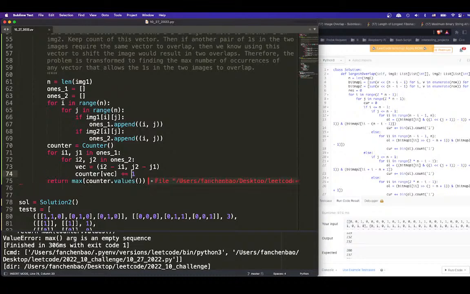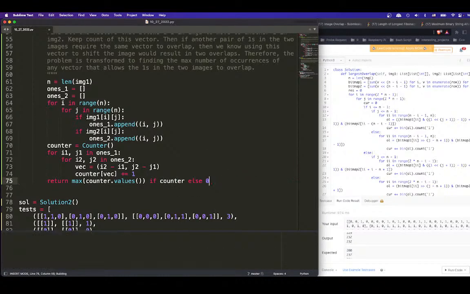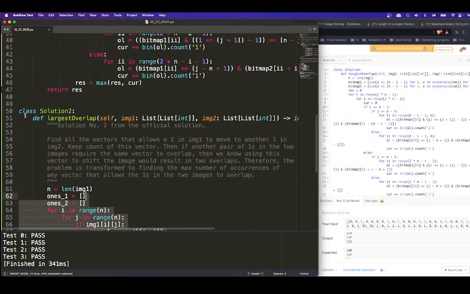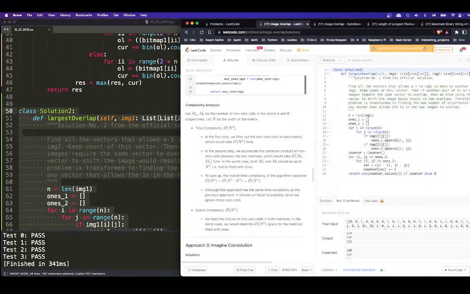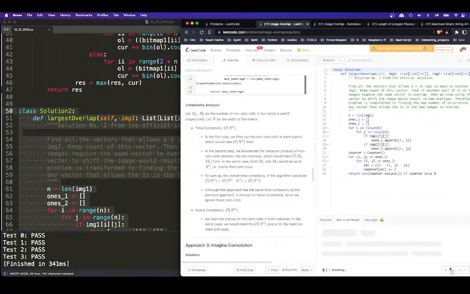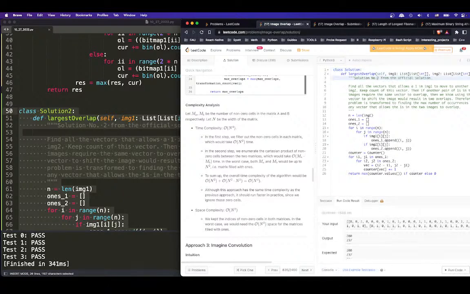Let's say if counter else 0. There we go. That's a beautiful solution. Absolutely beautiful. The thing is, it's so simple, right? That's the thing. It is so freaking simple.